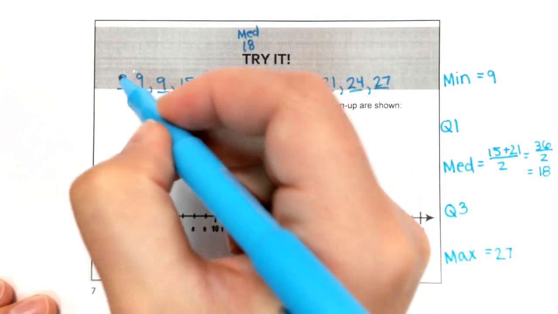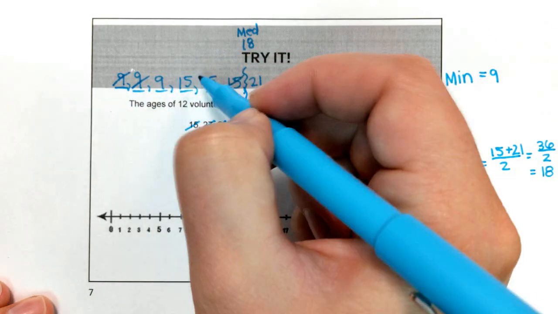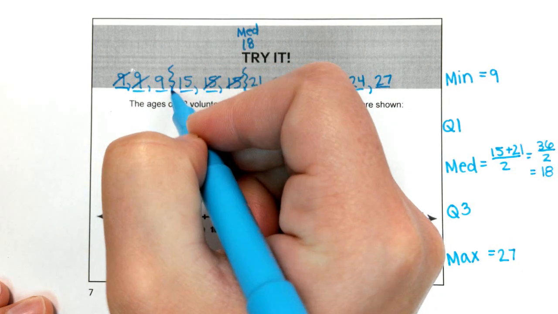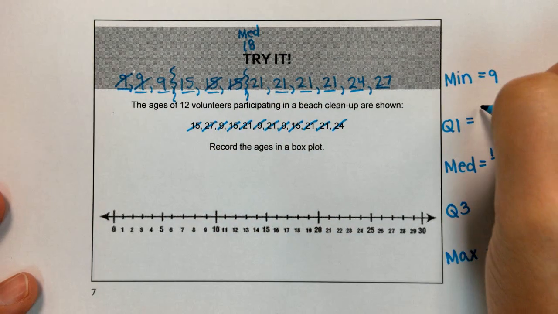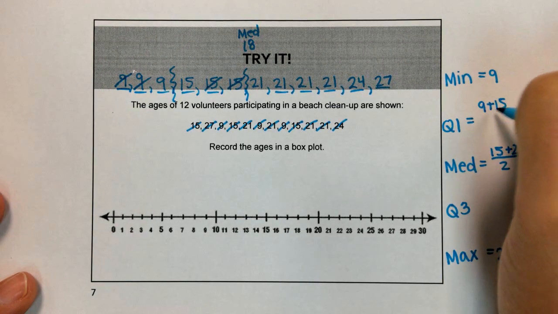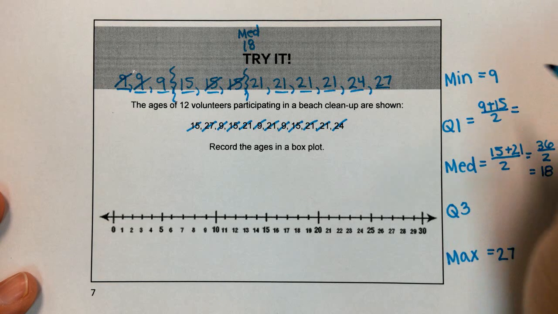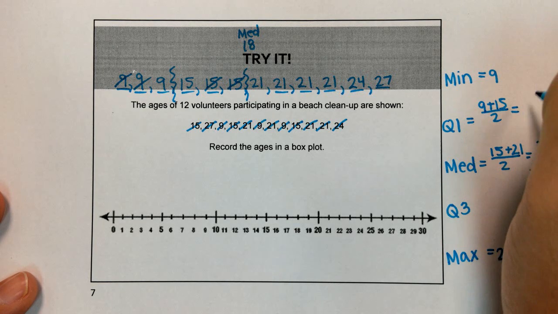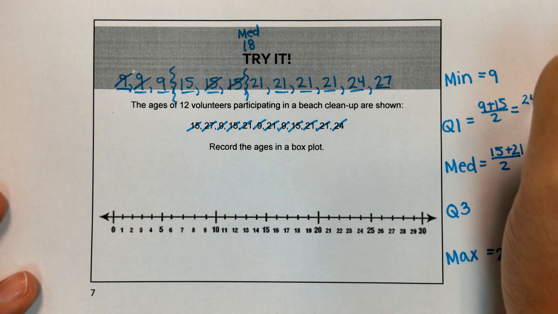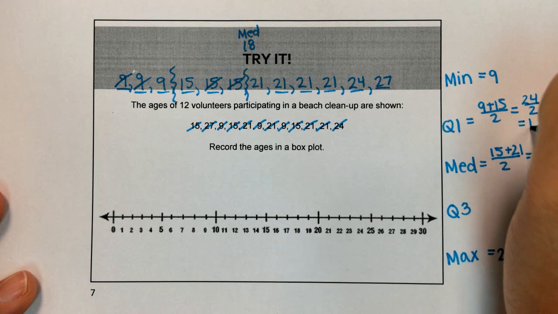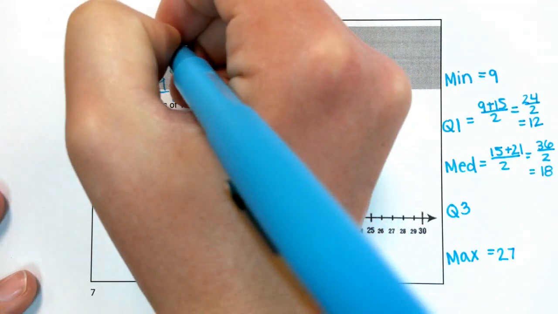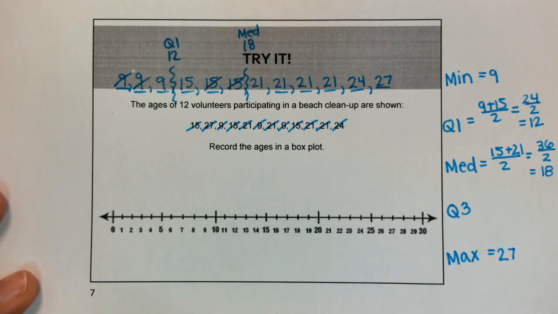Left side, I'm going to go left, right. So left, right, 2 numbers. So I have 9 plus 15, and I need to divide that by 2. 9 plus 15 is going to give me 24. 24 divided by 2 gives me 12. So quartile 1 is 12.